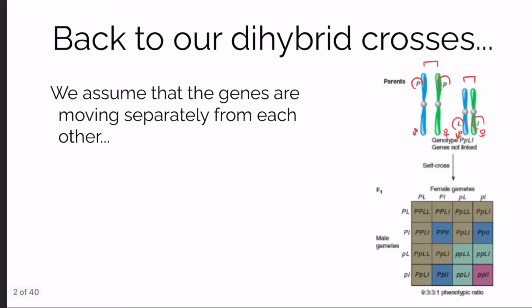So that means that this big P could possibly move with this big L, or this big P can move with this little l. And similarly, this little p can move with this big L, or it can move with this little l. That's how we come up with these gametes right here. And that's how we fill out our dihybrid cross.